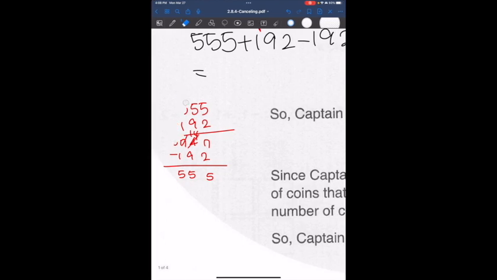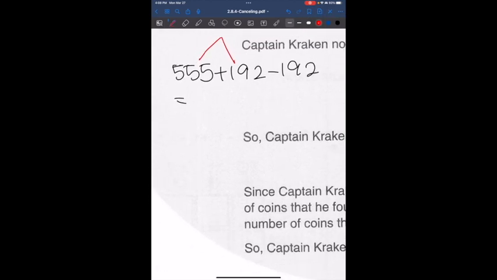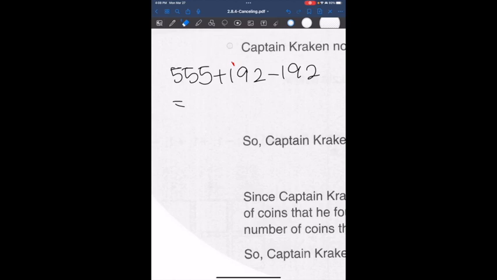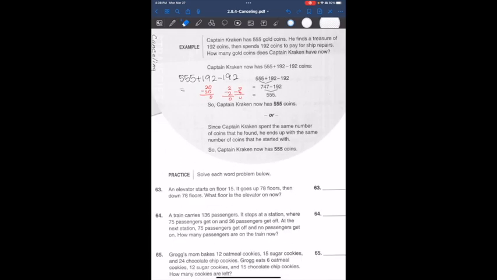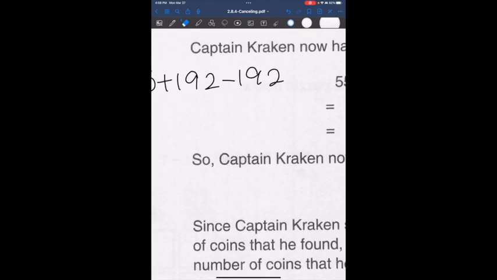Now, instead of doing this, there's a much easier way to solve this, and this is by using canceling. Canceling means that when we have the same numbers, like 192 and 192, but one is positive and the other one is negative. Now, if we subtract a number from itself, we get zero, right? So whatever number we have, if we subtract itself, then we get zero. Now that's the concept of canceling. If we have positive 192 and negative 192, we're basically subtracting from itself, and that's going to give us zero.